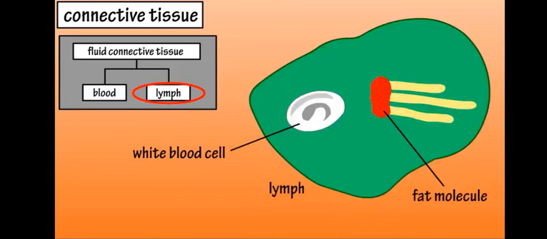Lymph originates from the interstitial fluid that surrounds tissue cells, and it transports fats and white blood cells throughout the body. And that be the basics on connective tissue. These are the various connective tissues that are present in the body.